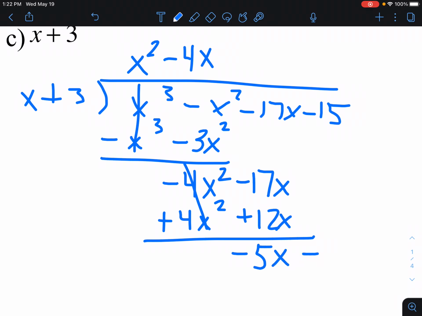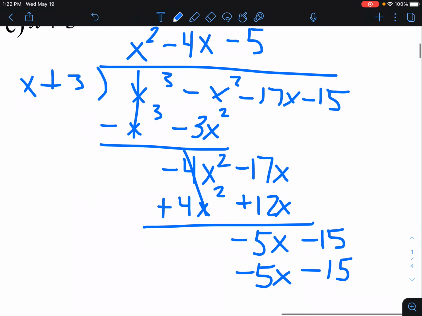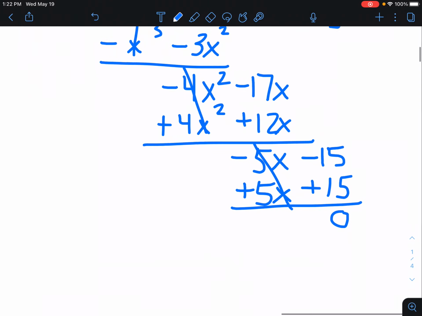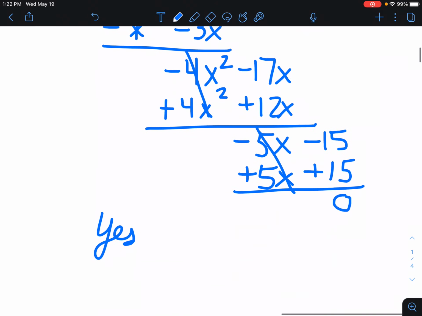And then finally bring down the last term. And then divide again. First terms, negative 5x divided by x will be negative 5. And then take the negative 5 and distribute it. Negative 5x, and then negative 5 times 3 will be negative 15. And then these would cancel, actually change to pluses because it's subtracting negatives. And then we get a remainder of 0. So we would say yes, x plus 3 is a factor.